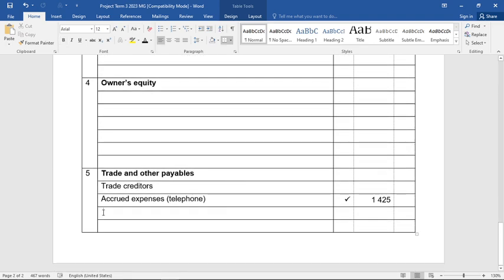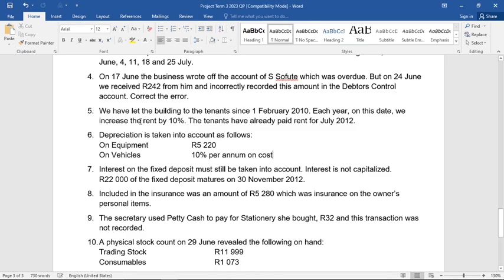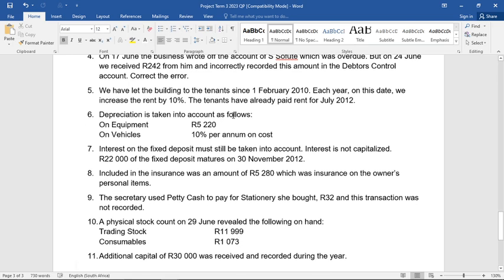Hopefully you know that deferred income will be one of our trade and other payables, one of our liabilities, because we've received money that we should not really have received. It's not in our financial year. So that's a difficult adjustment, but one that you should be getting used to because it does pop up rather often. Number 6, depreciation is taken into account as follows.